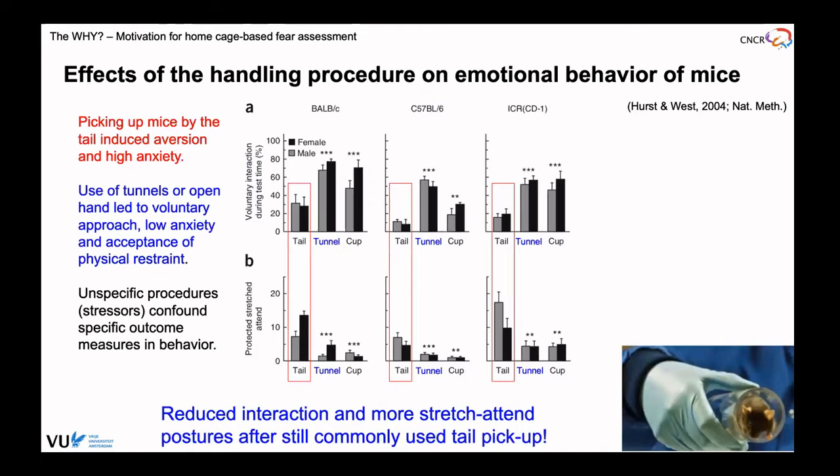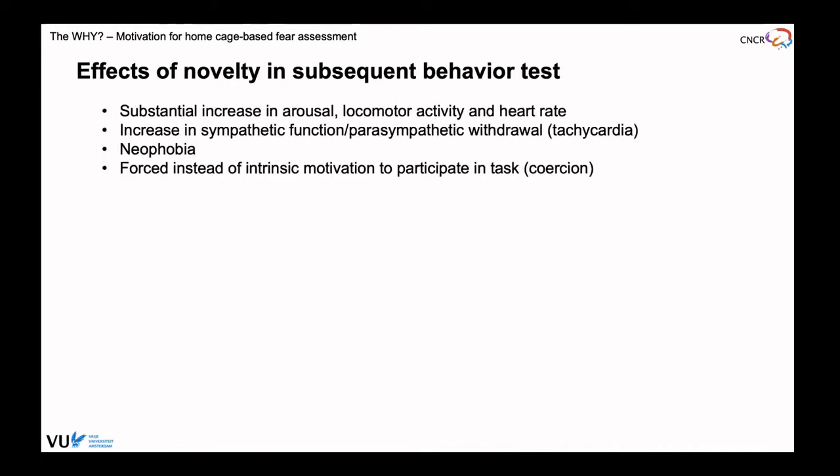It's very clear that the way how we get the animals out of the cage already has an impact on the subsequent test in the next 5 minutes. Cup handling is preferable, or tunnel handling, to handling by tail, particularly when we deal with autonomic tests. And this is also very clear and of course known for long times.